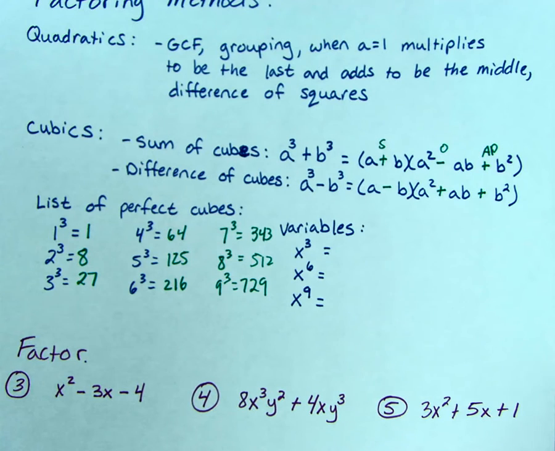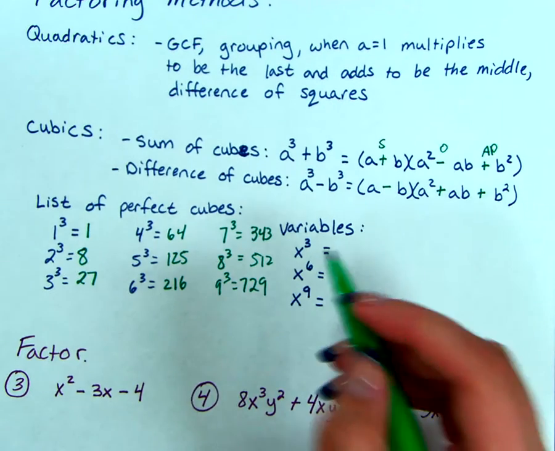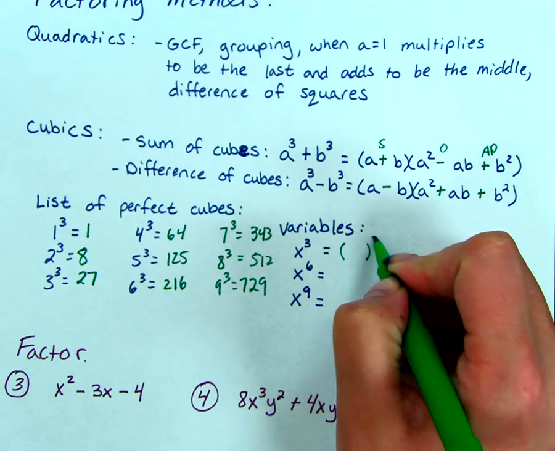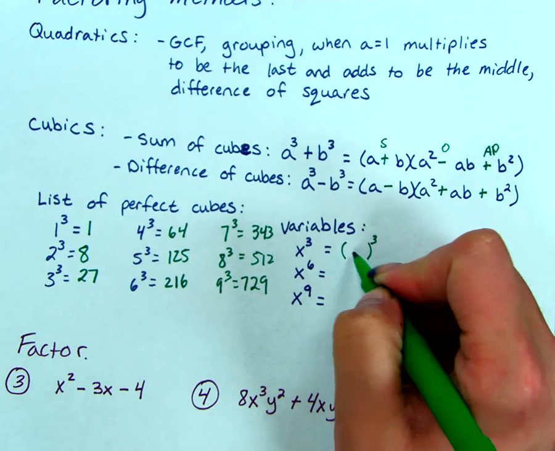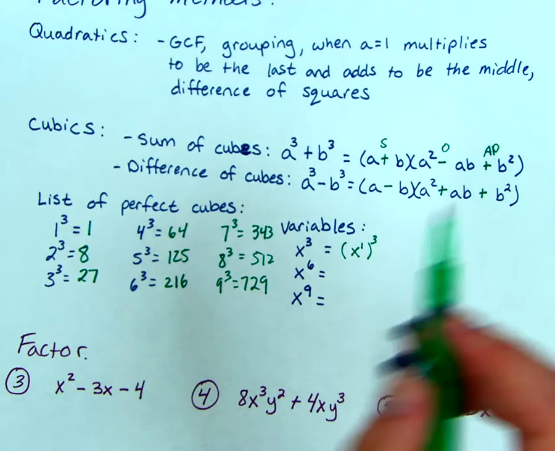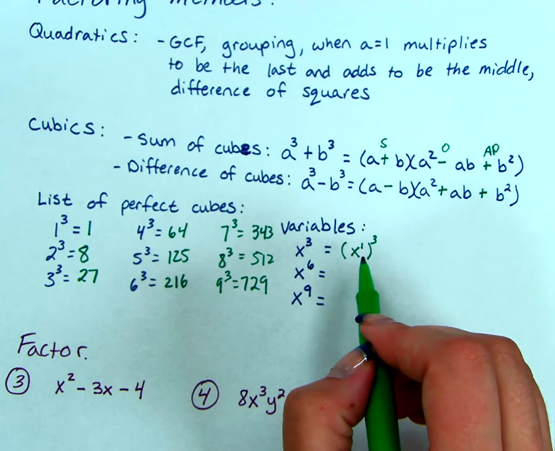Now with variables, for us to create a perfect cube, the power has to be divisible by 3. And we get this from our power rules that we learned in the first section. So really we're looking to rewrite this variable to the third power. So this one, it would just have to be x to the first to the third power. So that means that the cubed root of x cubed is x to the first.